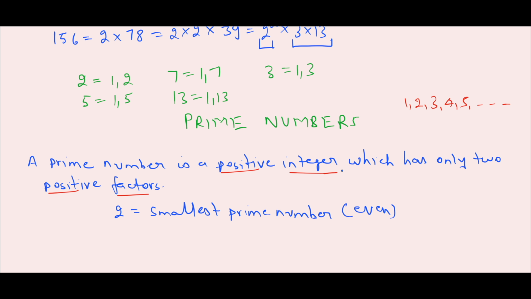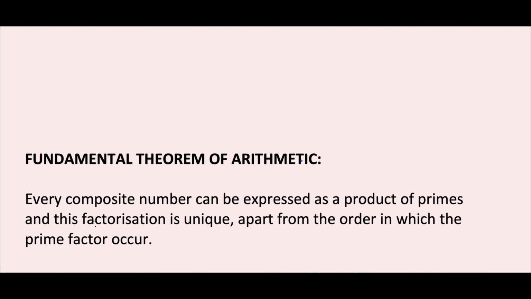A prime number is a positive integer which has only 2 positive factors. In exercise 1.2, all the questions are based on the fundamental theorem of arithmetic, and the base of the fundamental theorem of arithmetic is prime numbers. That's why we discussed prime numbers first. And every positive integer is made up of prime numbers only. So now let us move to the fundamental theorem of arithmetic.